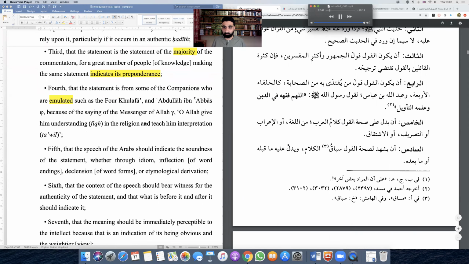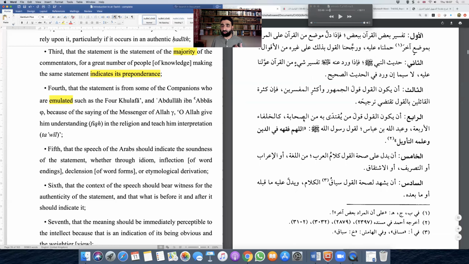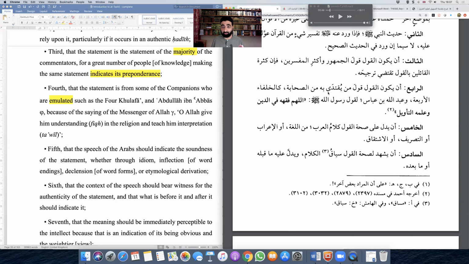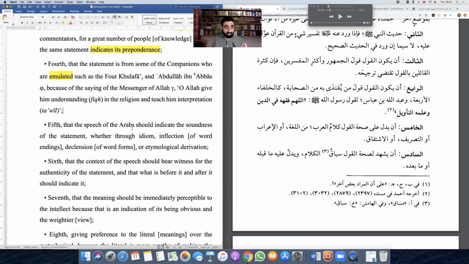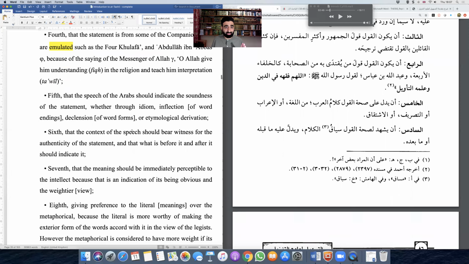السابع أن يكون ذلك المعنى هو المتبادر إلى الذهن. Okay, so actually he's already read ahead, so I'm reading here. Fourth, the statement is from some of the companions who are emulated. So here he means those who are leaders in tafsir. من يقتدى به, someone who's a qudwa in this sha'n, right? كالخلفاء الأربعة وعبد الله بن عباس. Okay, so all of the companions can maybe be emulated in various ways, but in the relevant sense, some more than others. And then Ibn Abbas is singled out here for the reason of this hadith and dua of the Prophet ﷺ. Fifth, that the speech of the Arabs should indicate the soundness of the statement.